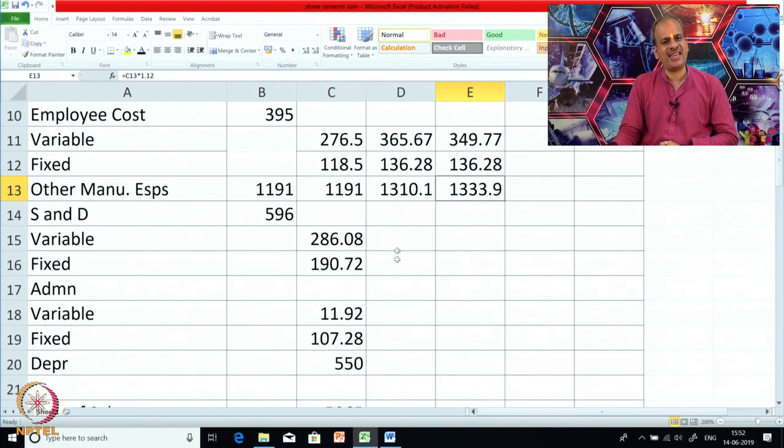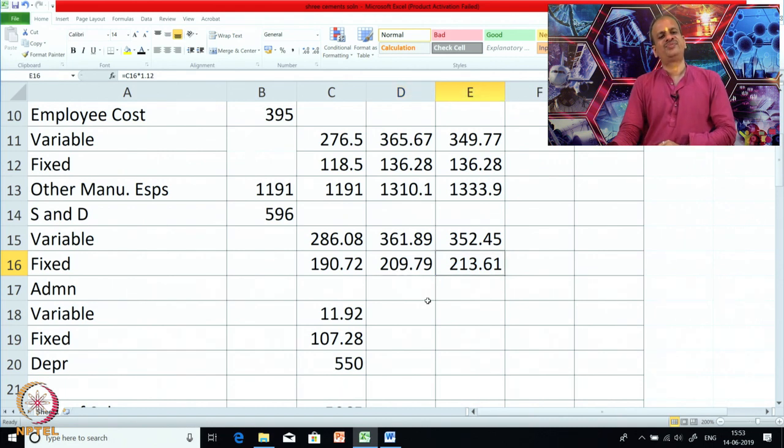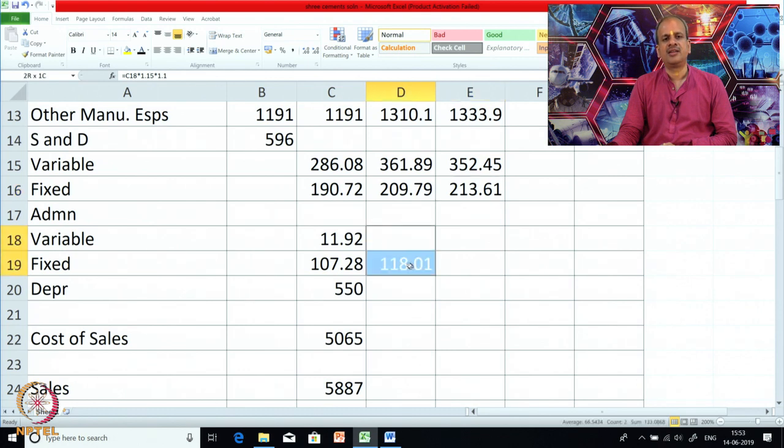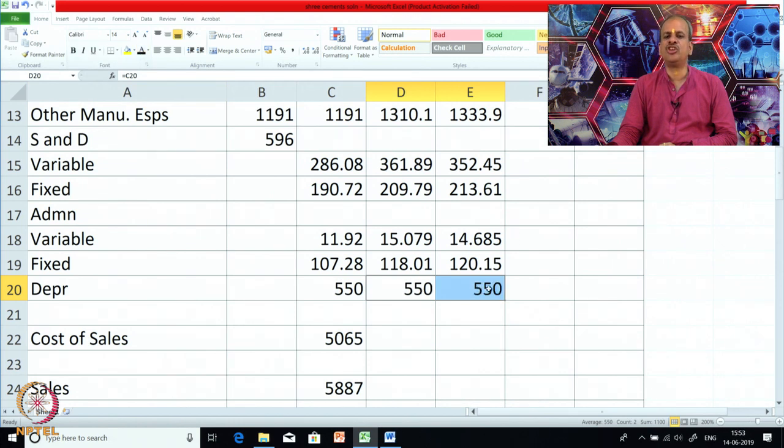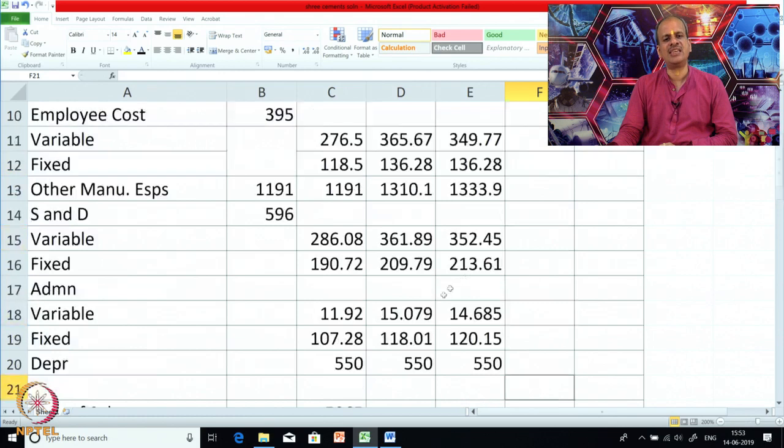Now going to S&D variable part, same rule applies, into 1.15 into 1.1 and into 1.1 into 1.12. For fixed part, into 1.1 and into 1.12. Are you getting me? Same rule applies for variable portion. I will just go a bit fast, please check it. For depreciation, as per the given information, no change. So we will just continue with the same figures.